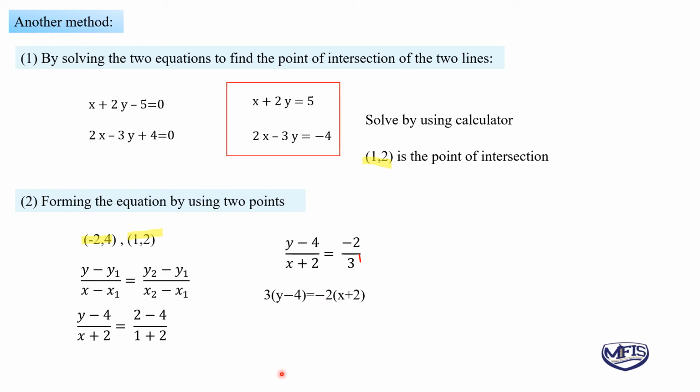So we can simplify the equation. It will be 3 times (y minus 4) and negative 2 multiplied by (x plus 2). In simplest form it will be 3y minus 12 equals negative 2x minus 4. So we'll get the equation 2x plus 3y minus 8 equals 0. This is another method to find the equation of the straight line passing through the point (negative 2, 4) and the intersection point of the two straight lines, which is (1, 2).